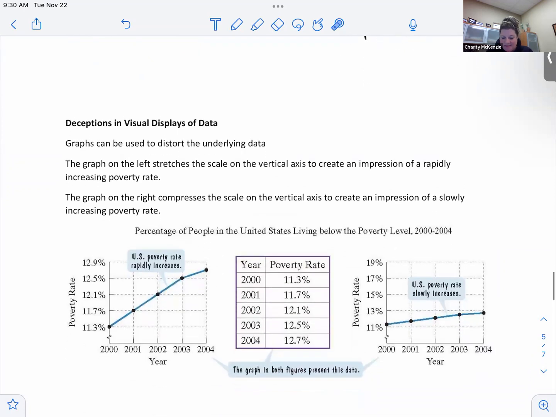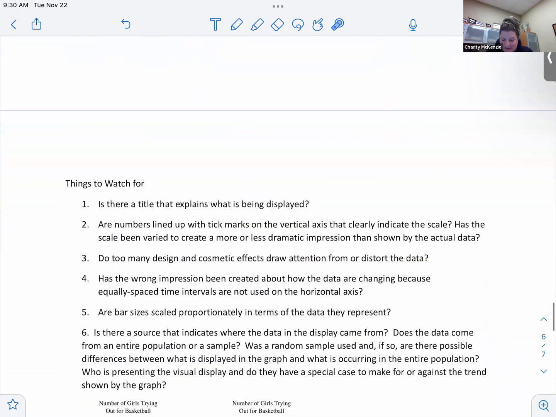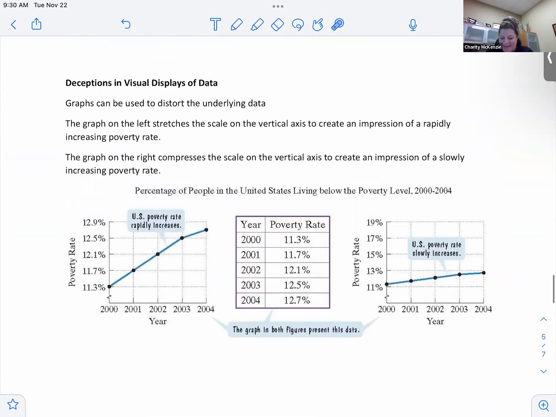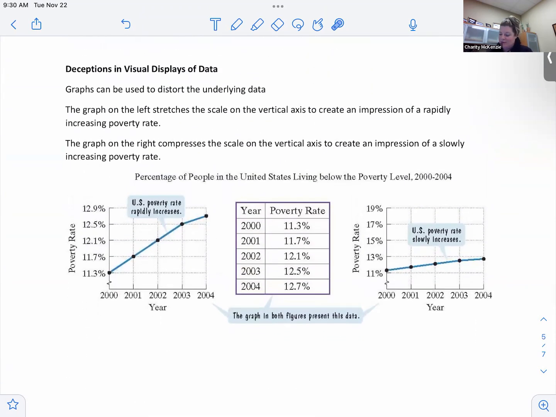The next part is such a big idea to me, and that is deceptions in your visual displays. Deception. So they collect their data in a crappy way and then they display it in a crappy way to you, and they make you believe that they did this study. There were tons of things that people listed.